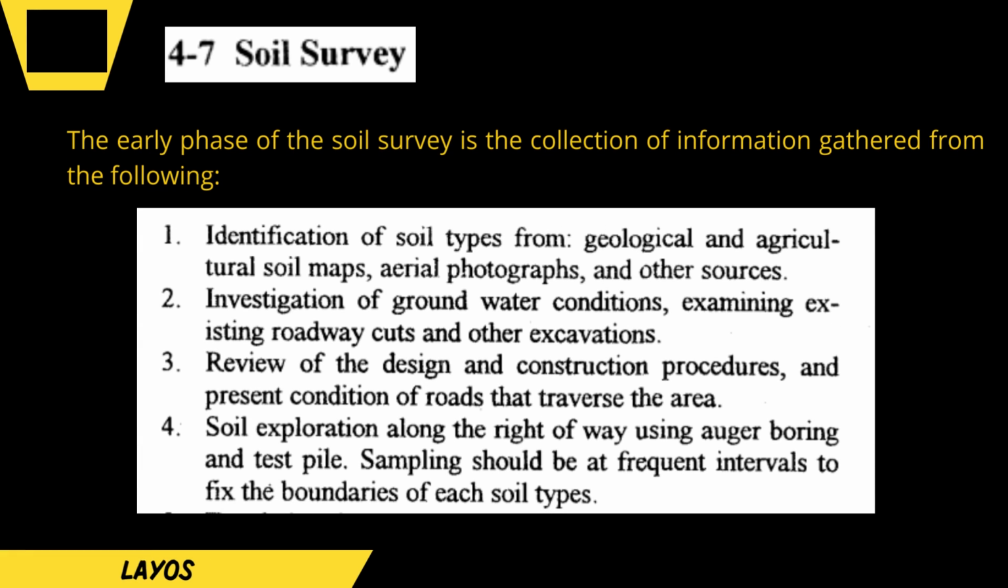The early phase of soil survey is the collection of information gathered from the following. First, identification of soil types from geological and agricultural soil maps, aerial photographs, and other sources. Second, investigation of groundwater conditions, examining existing roadway cuts and other excavations. Third, review of the design and construction procedures and present condition of roads that traverse the area. Fourth, soil exploration along the right-of-way using auger boring and test pits. Sampling should be at frequent intervals to fix the boundaries of each soil type.